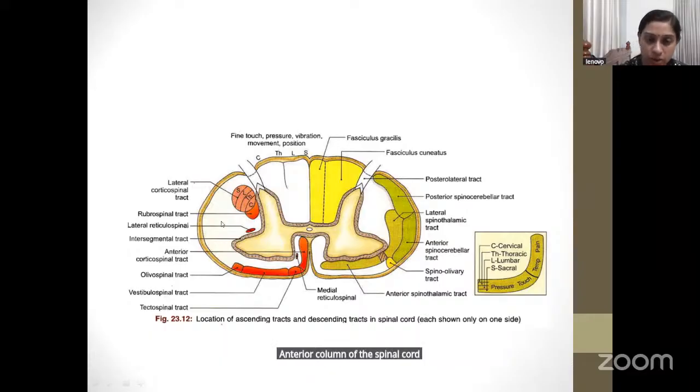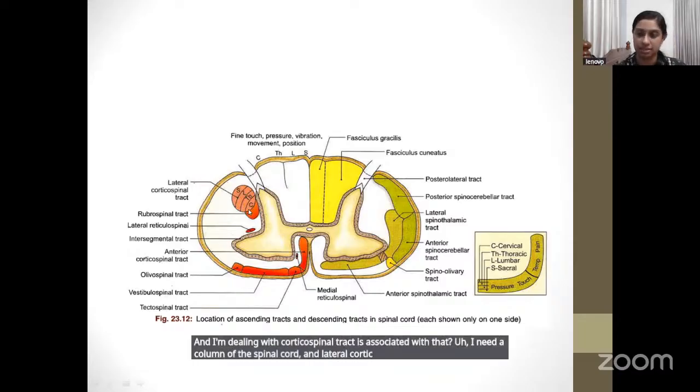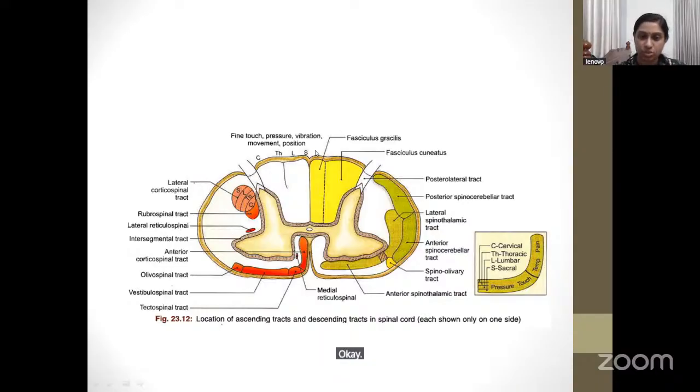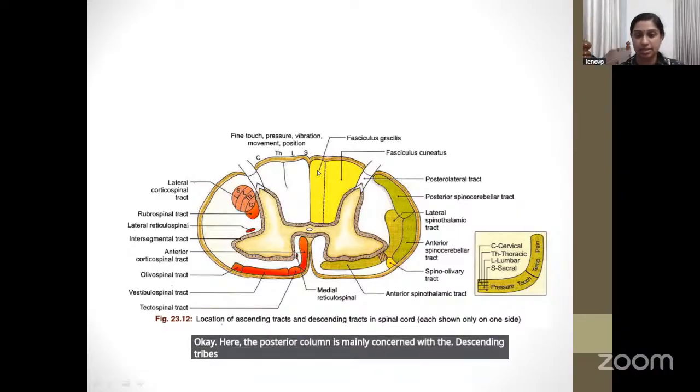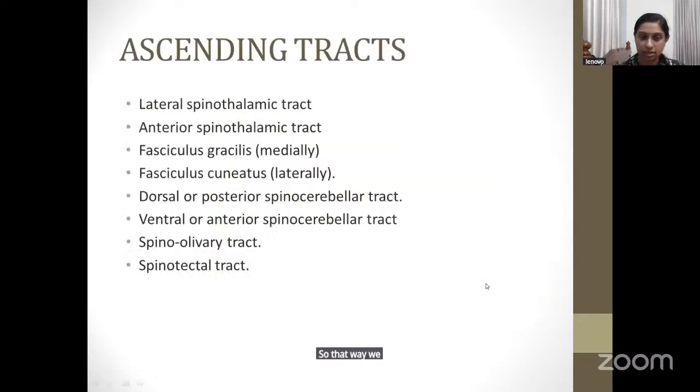These are all descending tracts, which are in relation to the anterior column of the spinal cord. In the lateral column, we can see the lateral corticospinal tract, and the anterior corticospinal tract is associated with the anterior column of the spinal cord, while the lateral corticospinal tract is usually associated with the lateral column. The posterior column is mainly concerned with the ascending tracts, so that we will learn in the next slides.